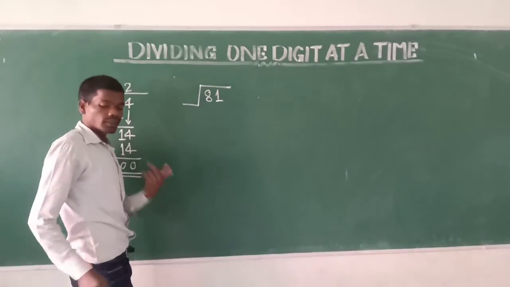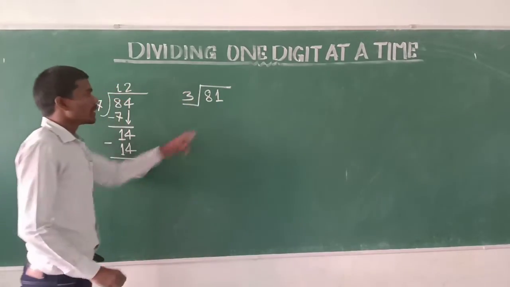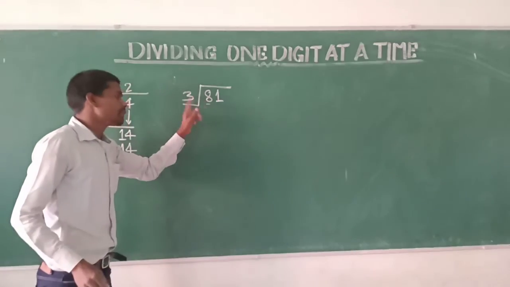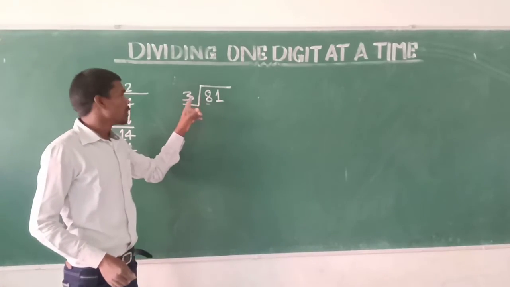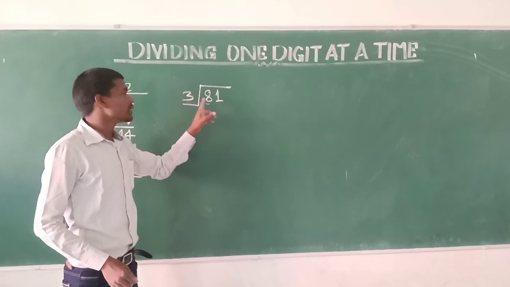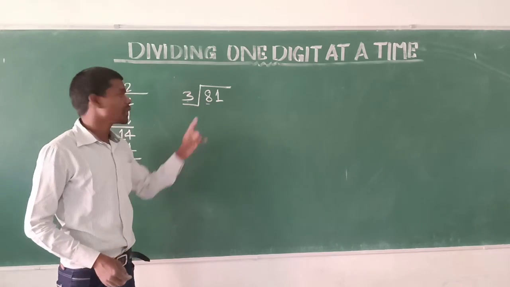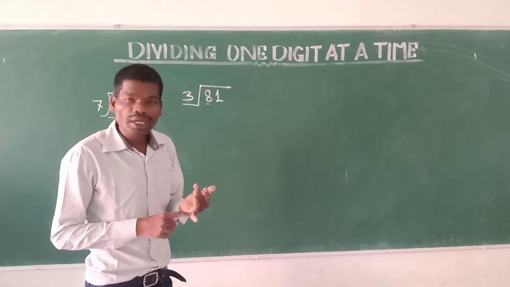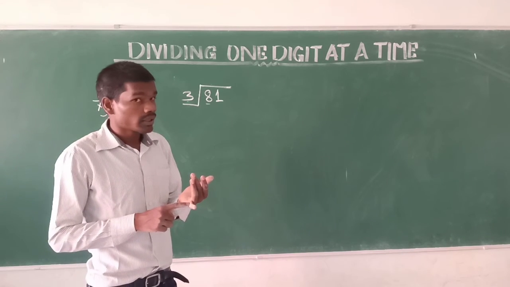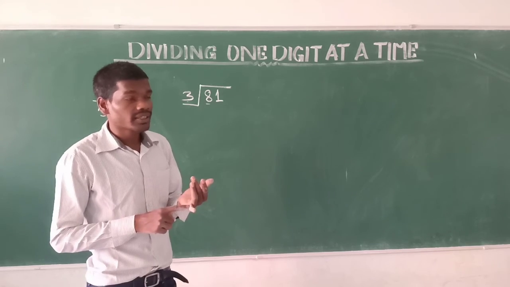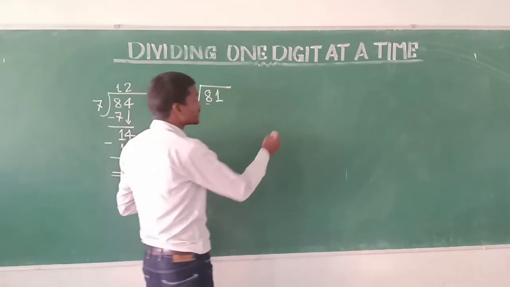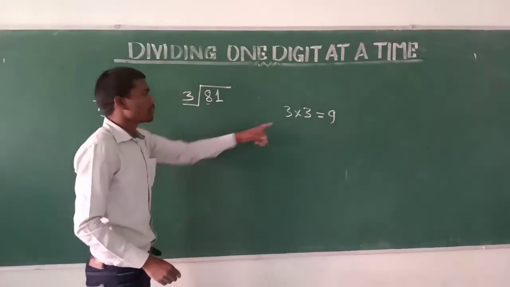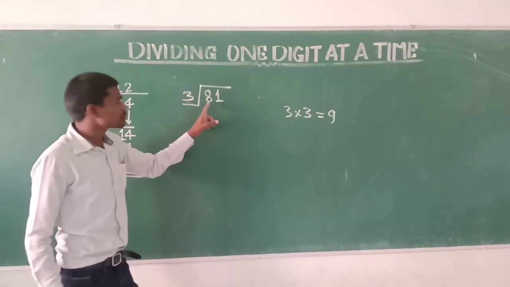divide by 3. 81 divide by 3. This is only one place and here one place. So this is divisible. Okay. Now say the table of 3 to get 8. 3 1s are 3. 3 2s are 6. 3 3s are 9. So if we take 3 into 3 is equal to 9, means it is becoming bigger than 8.